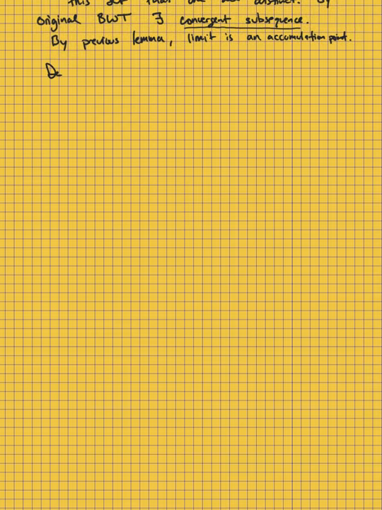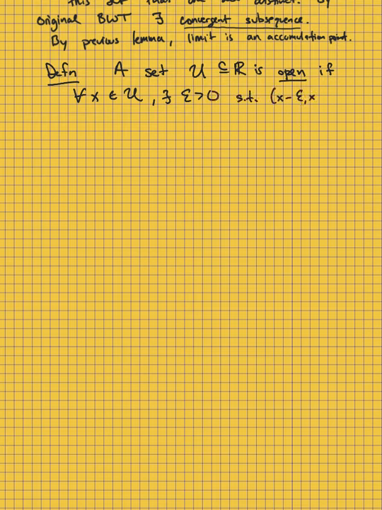All right, so definition. A set U of the real numbers is open, and you should think this is a generalization of being an open interval. So it's open if for any x in U there exists some epsilon greater than 0, so that (x minus epsilon, x plus epsilon) is a subset of U.